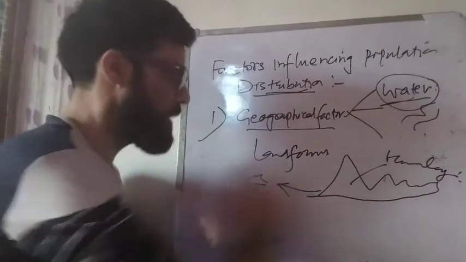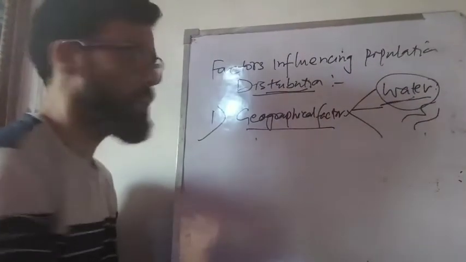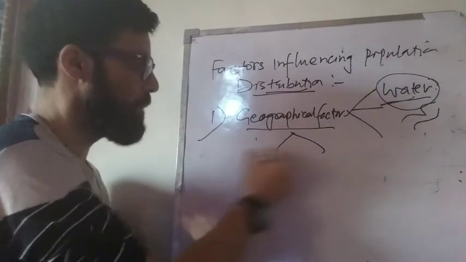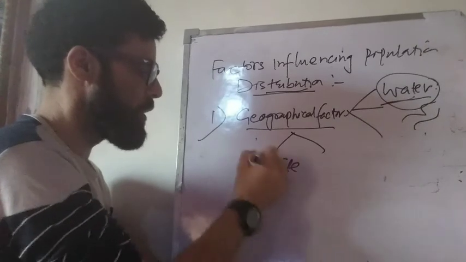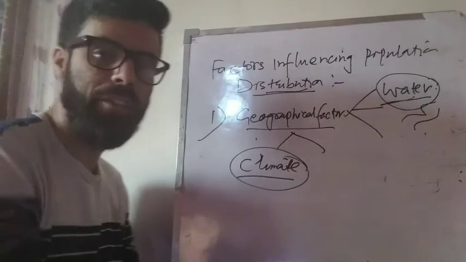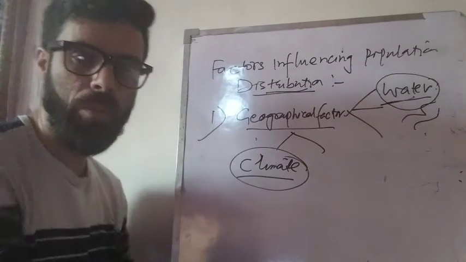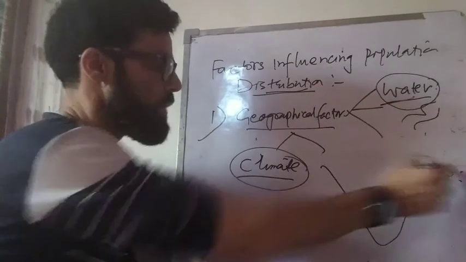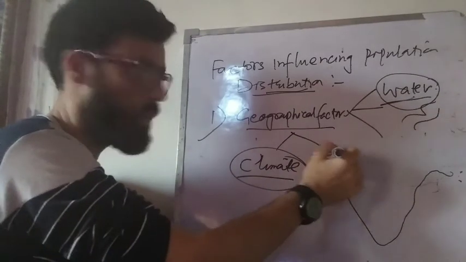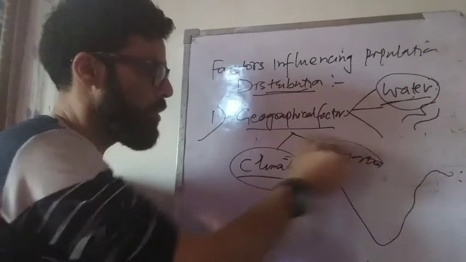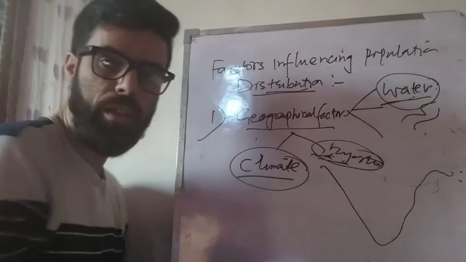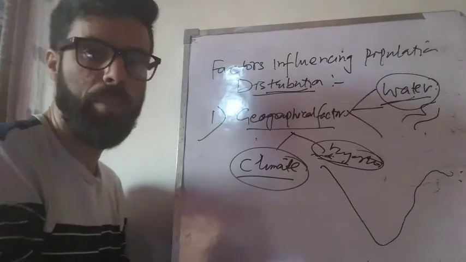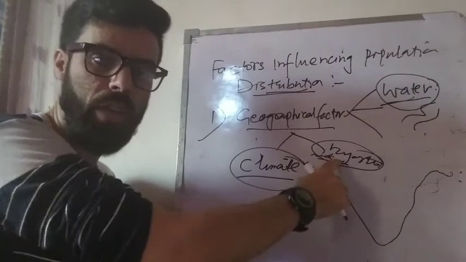Then we have another factor, that's climate. Climate is another geographical factor that influences the population distribution. The places having tough and harsh climate, people don't prefer to live in those areas. If we take a look at India, you see here we have Rajasthan. The people don't prefer to live in Rajasthan. What are the reasons? The biggest reason is that in Rajasthan we have the desert.